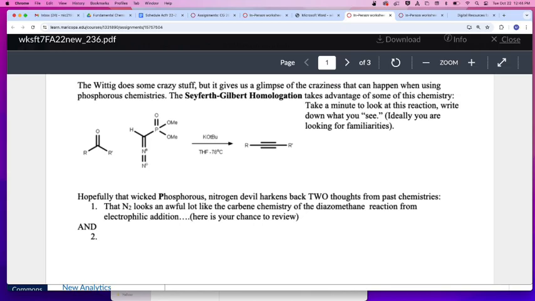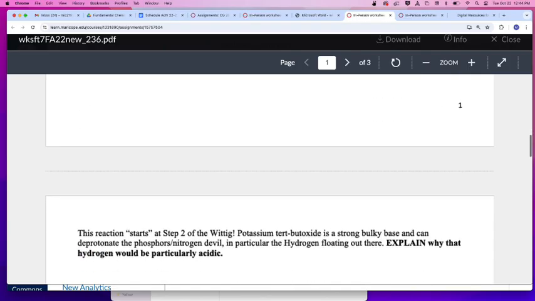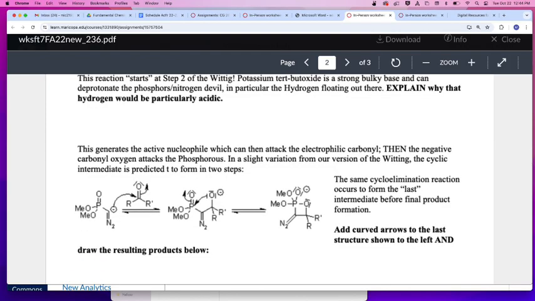Okay. I believe the rest of this was going through and looking at all these other things. In fact, N2 looks an awful lot like that carbene chemistry. And what's the and? You guys called it out. The Wolff-Kishner, I think, is what this question was trying to get at. And so we get lots of different crazy, goofy things going on.